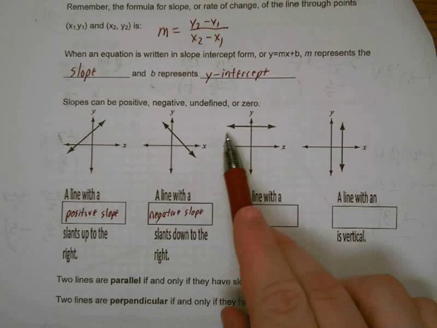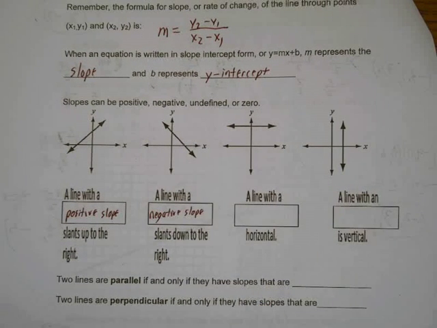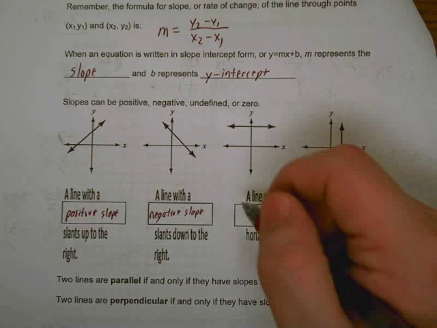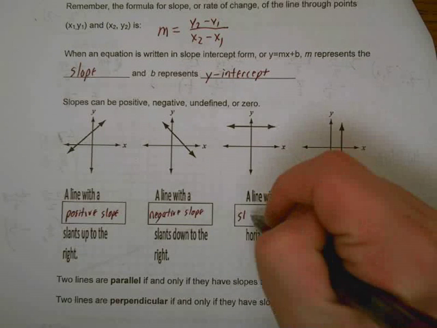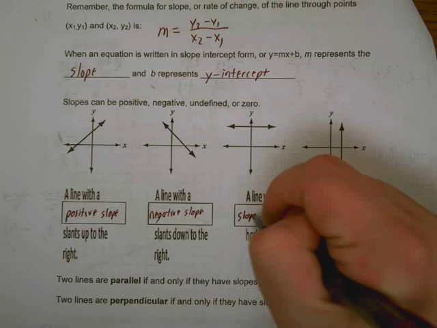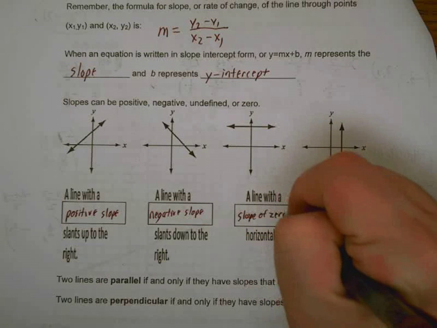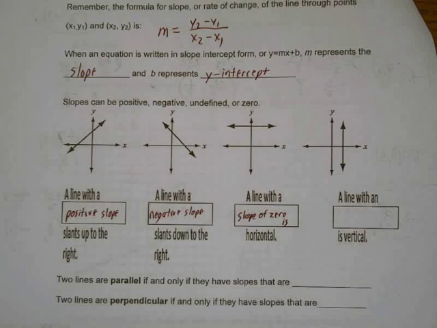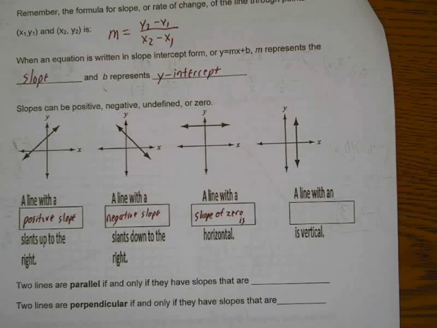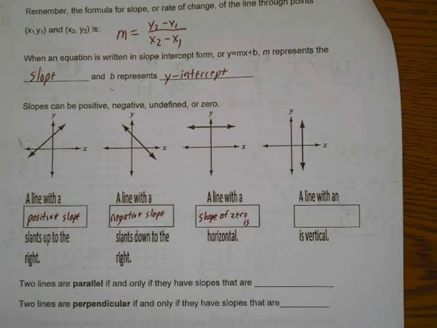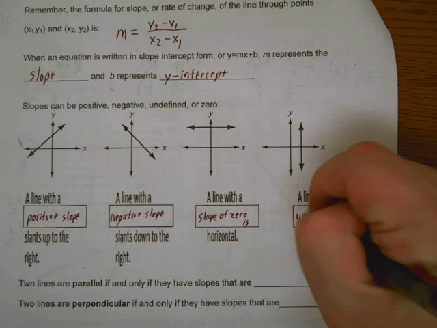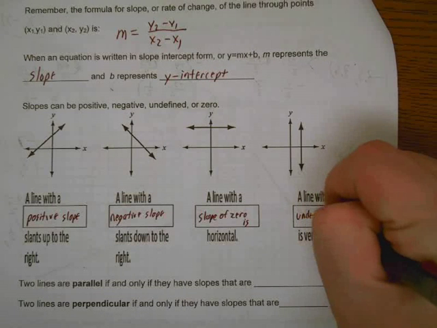If we have a line that just goes straight across here horizontally, we're going to say that that has a slope of 0. And then finally we have a straight up and down vertical line, and we say that a vertical line has an undefined slope.